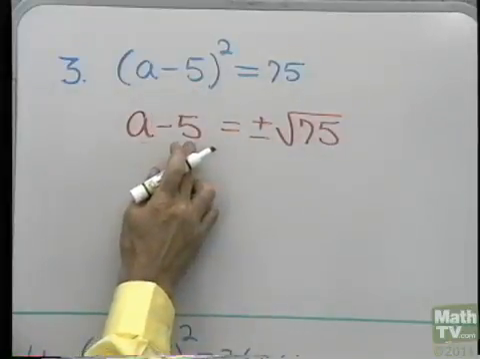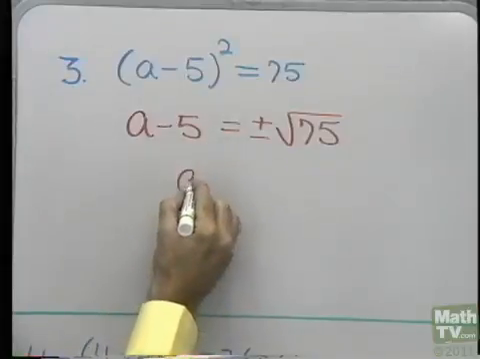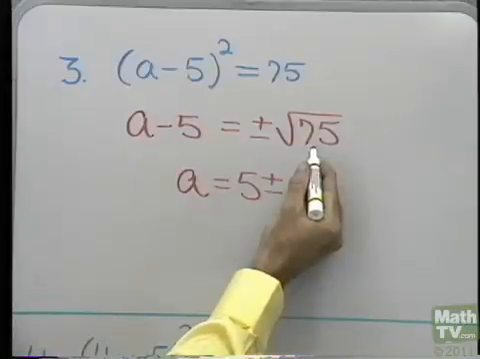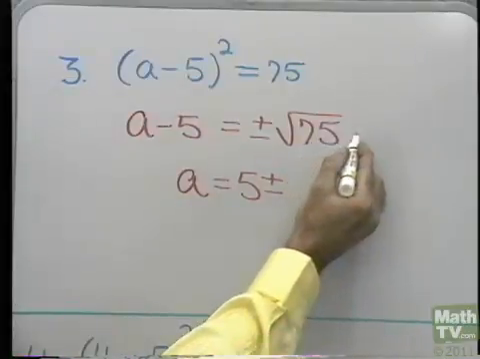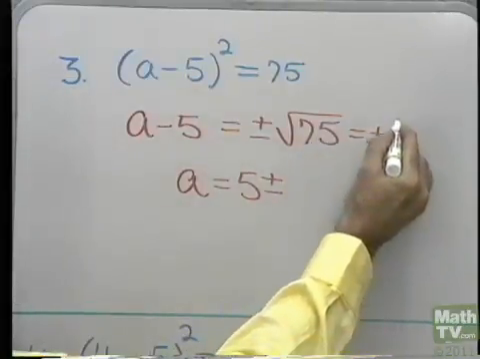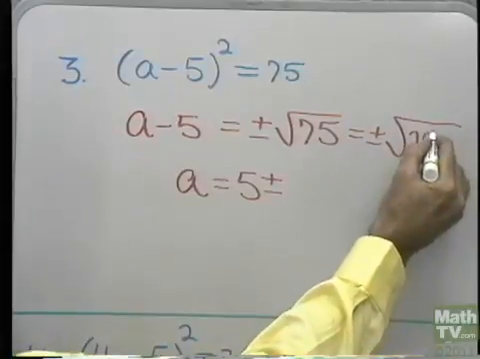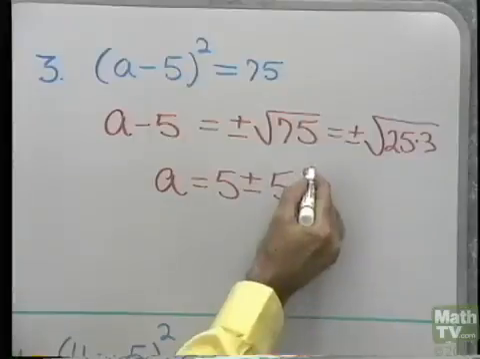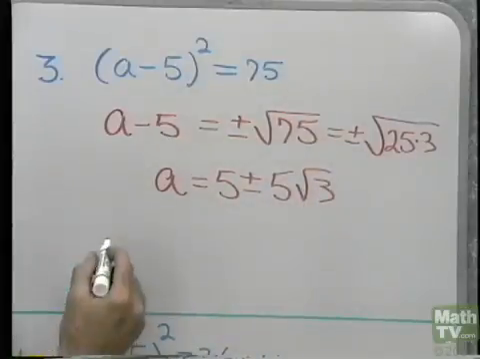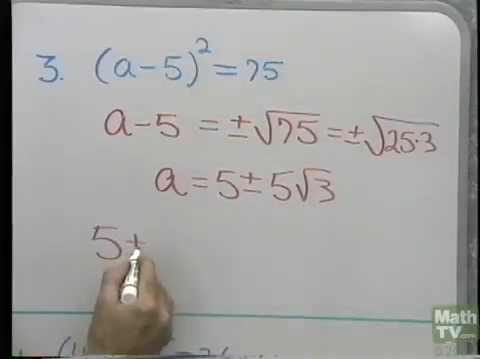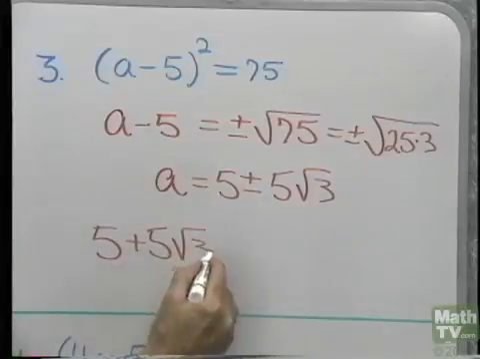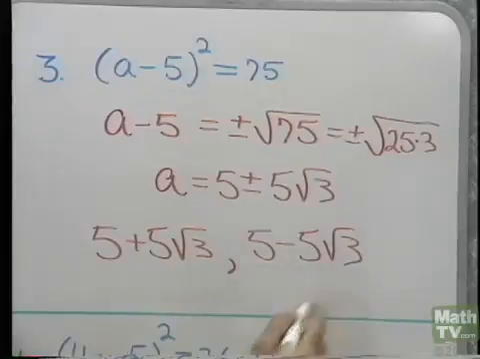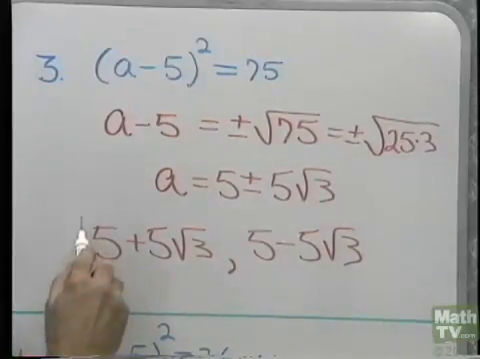Now, I can add 5 to both sides of this equation and get a is equal to 5 plus or minus the square root of 75. Well, let's see, 75 is 25 times 3, so that 25 will come out as a 5 square root 3. So I get two solutions, 5 plus 5 square root 3 and 5 minus 5 square root 3, for the solutions to that equation.